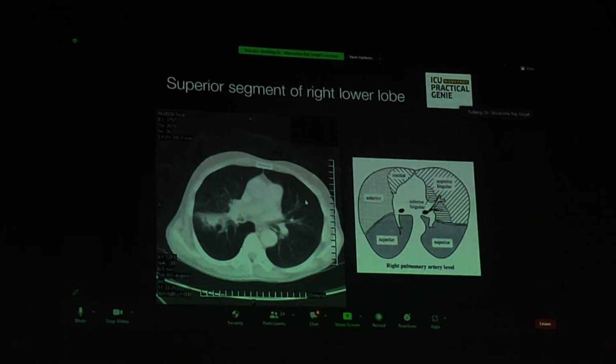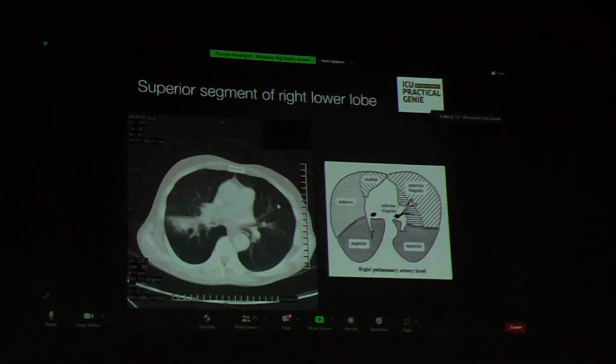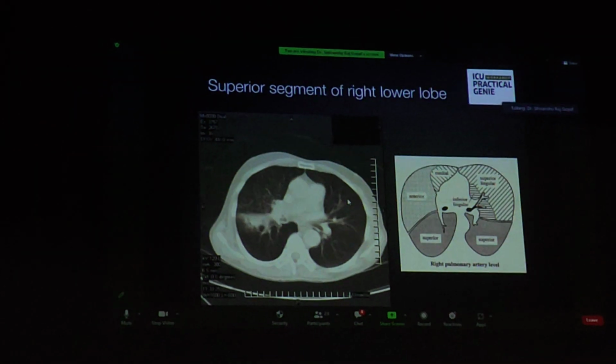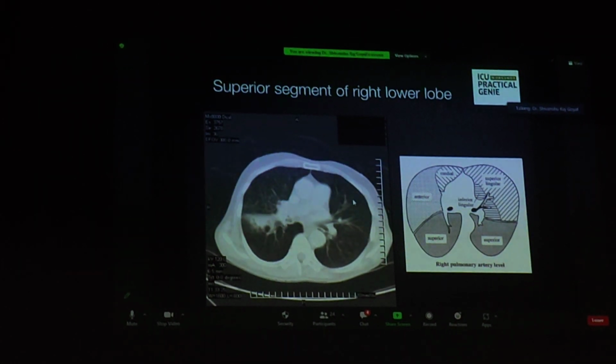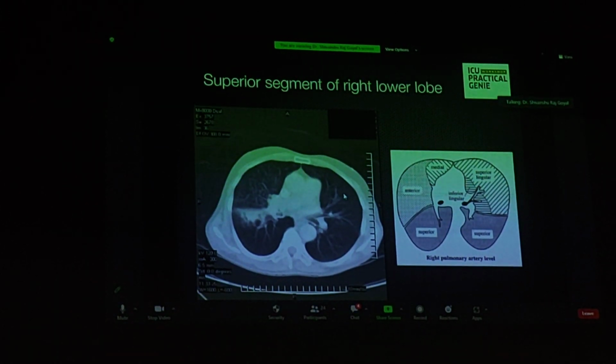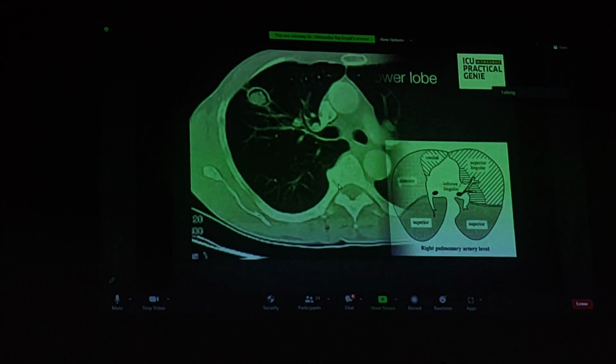Why are these things important? Because if you ask your pulmonologist, or you do a bronchoscopy yourself, your yield will increase only when you target that particular segment. If you simply go and take a sample from any random segment, your yield will be much lower.